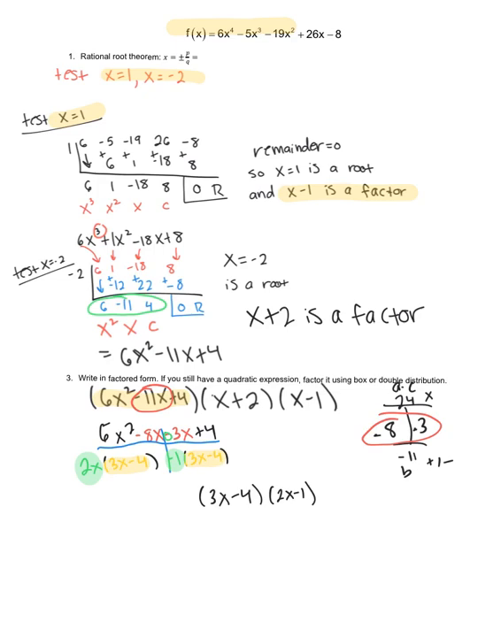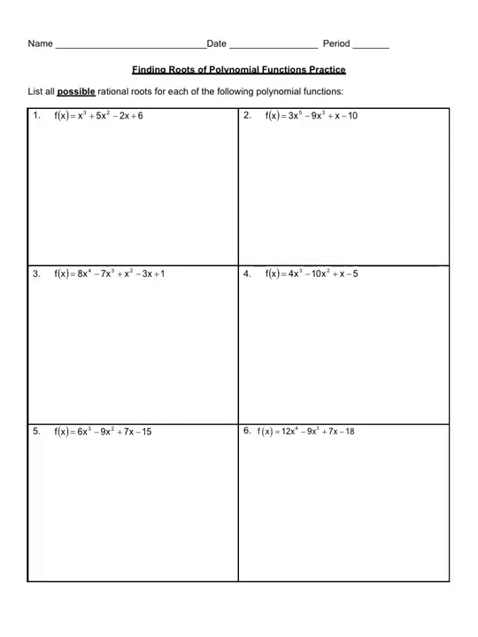So when you write it in factored form, you have these two factors that we just found, in addition to the other two that we found from synthetic division. Okay, so that would be your factored form.